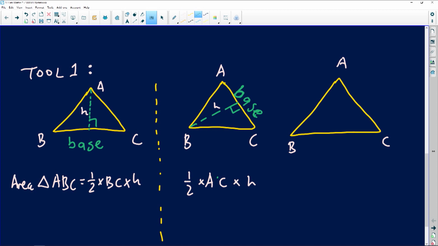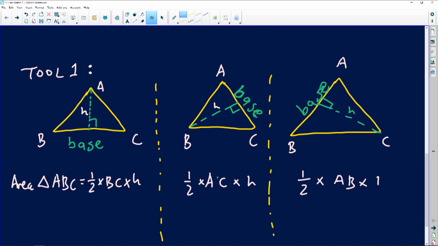Again, on the last one, I can change and say I want my base to be here. I don't know if you guys can see this. The base is going to be the other side. If that is the base, then the height has to start at C, the opposite vertex, and this is simply going to be the height in this case. When I do the area of the third triangle, the area is going to be half times the base, which is now AB, multiplied by the height H. Very important for you to keep that in mind.